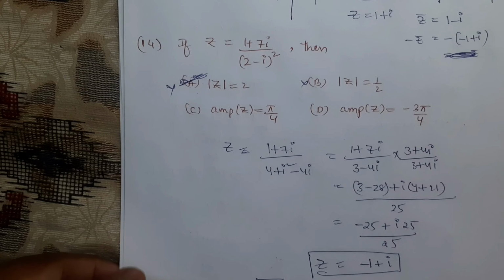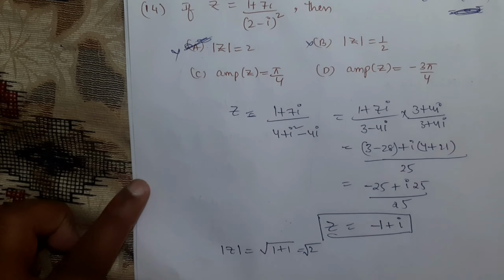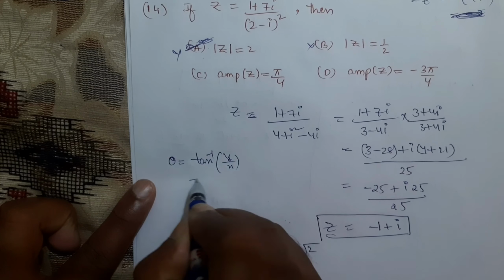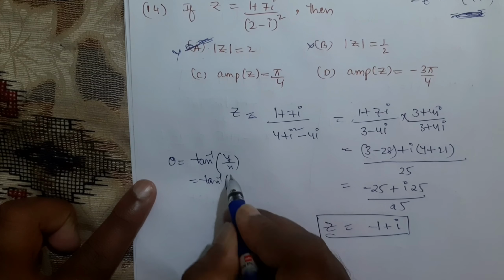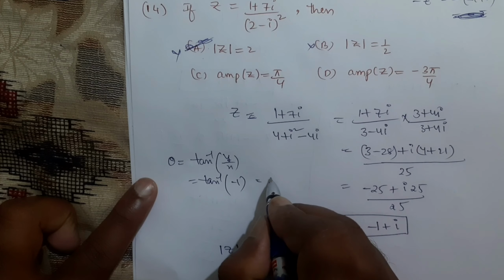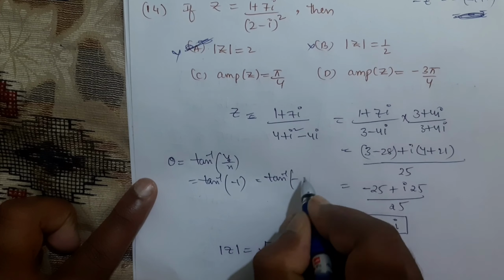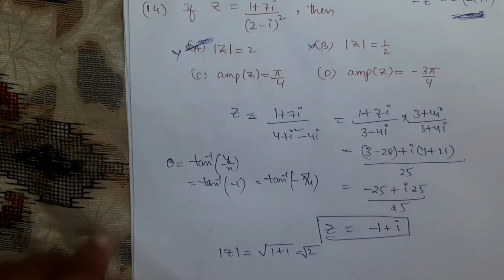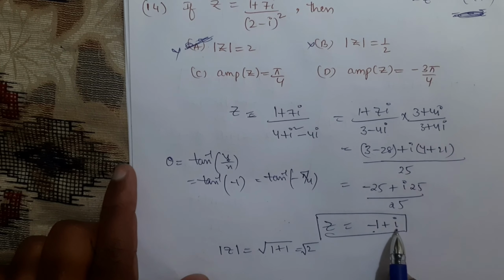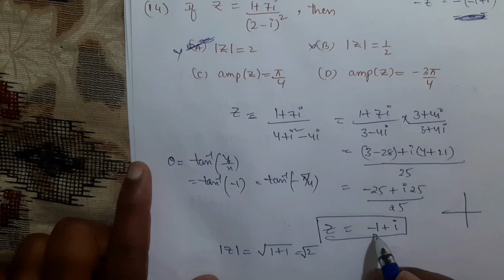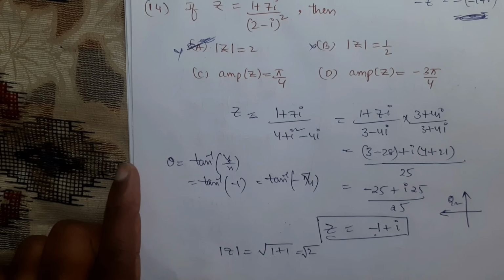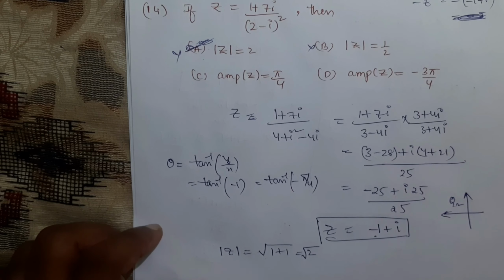Now we need to think about amplitude. How to find amplitude? We know the formula theta equal to tan inverse of y by x. So tan inverse of y by x, 1 by minus 1 is minus 1, tan inverse of minus 1 is minus pi by 4. Now, we know this is in which form? Minus 1 plus I. So x value is negative, y value is positive. That means it is in Q2.